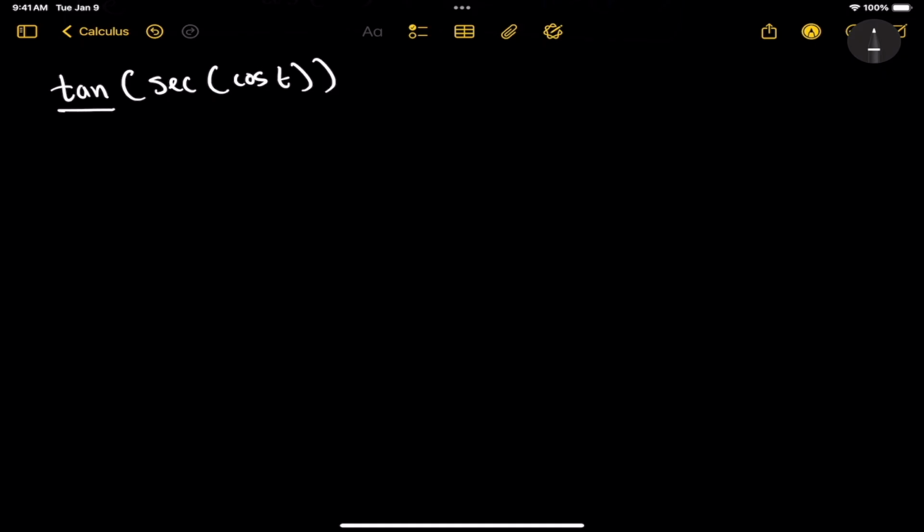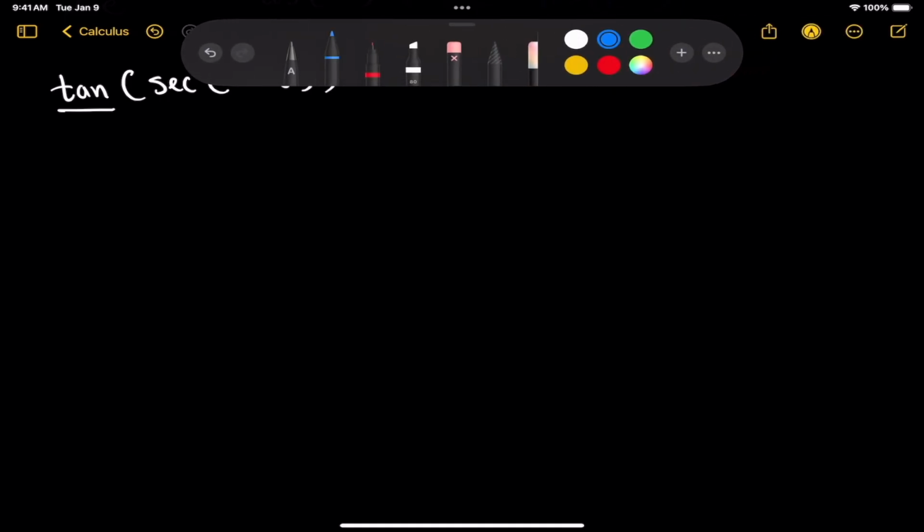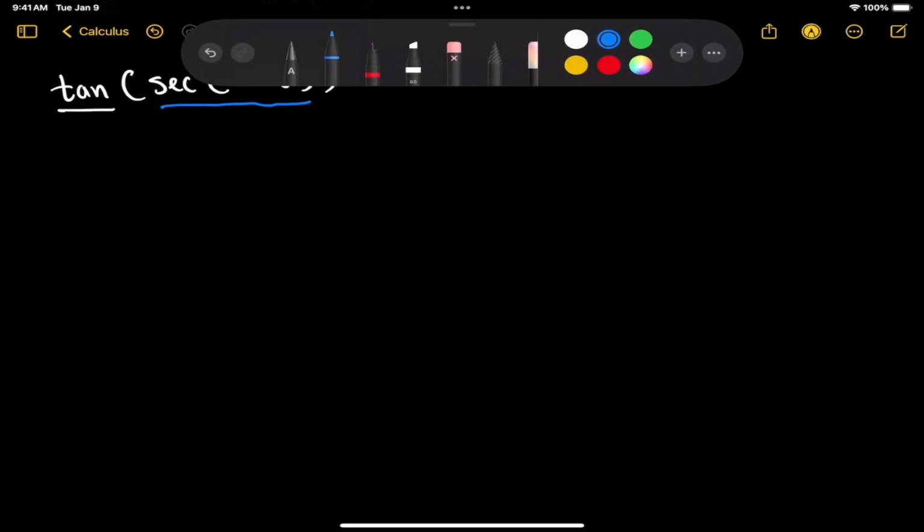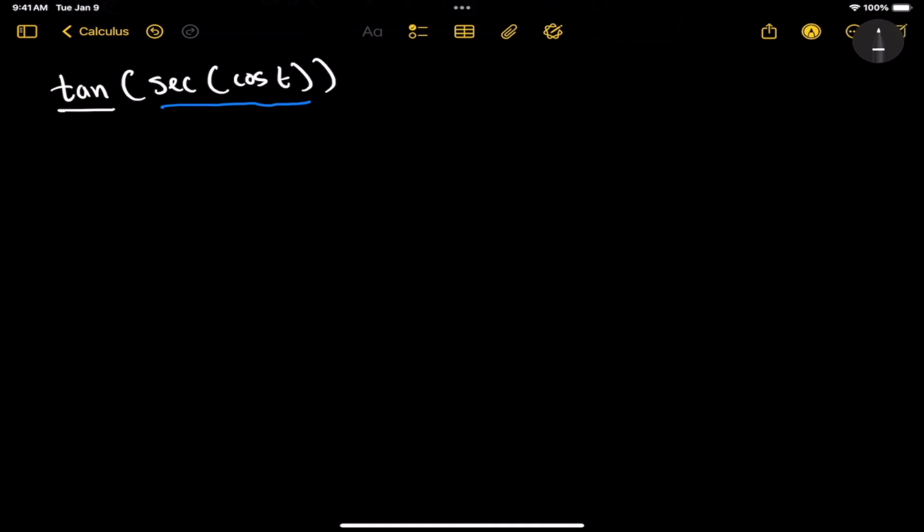And then the inner function is the one that comes after the first parentheses. So the inner function, we're going to go ahead and change this to blue. The inner function will be what's inside after the first parentheses. And then the closed parentheses obviously closes that. So the outer function is tan. So that's the first one we work with.